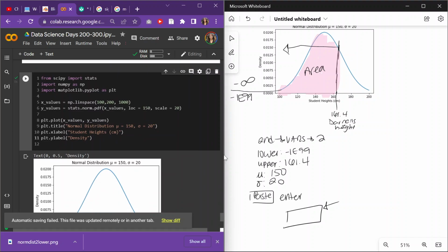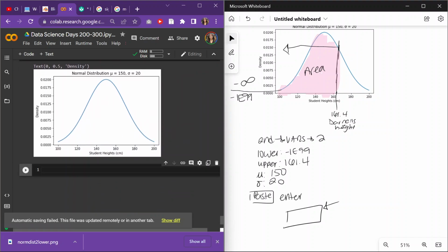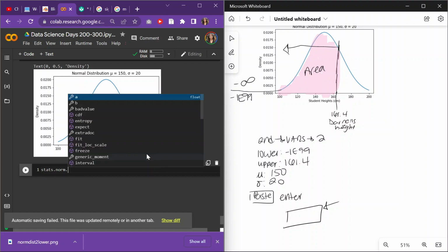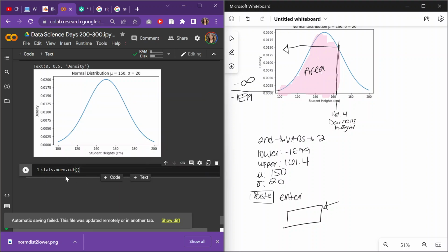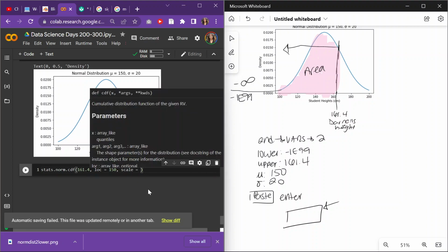But in Python, the way that you do this, let me show you real quick, is you use this function. It's still the same thing, normalcdf, but you get it from stats.norm.cdf. So again, it's the same thing as saying normalcdf, and inside, here's the difference: you can only put in 3 parameters. Your value, which is whatever point you have, in this case Darnell's height, which is 161.4. Then your loc, which is your mean, so that's 150. And then your scale, which is your standard deviation, which is 20.